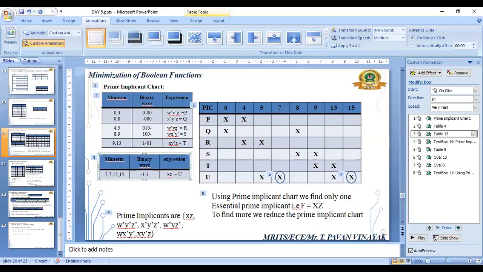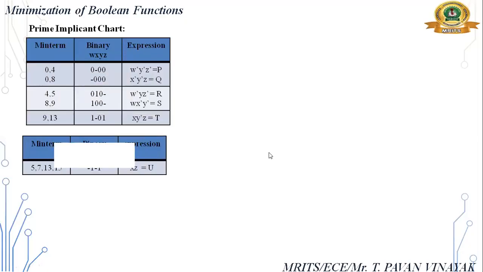So write expressions. You have already written expressions for prime implicants, right? Denote each prime implicant with one function. So this is P, Q, R, S, T, U. You can write A, B, C, D, E, F, that is your wish. First write labeling, just labeling for the functions.